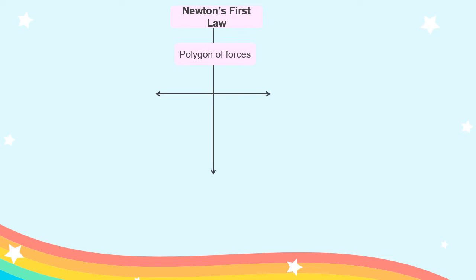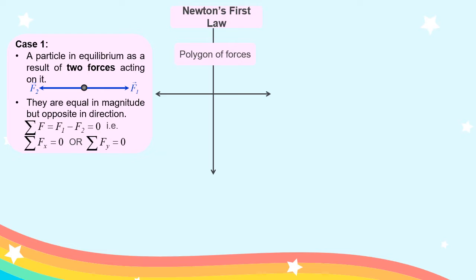Now let us see the polygon of forces. There are three cases here. The first case is a particle in equilibrium as a result of two forces acting on it. Let's say F1 is to the right and F2 is to the left. F1 and F2 are equal in magnitude but opposite in direction. So when the particle is in equilibrium, total F will equal 0, which is F1 minus F2 equal to 0. Total F equal to 0 means that total Fx equal to 0 and total Fy equal to 0.